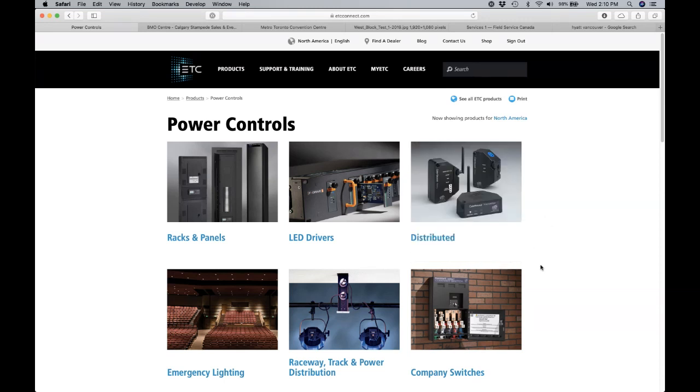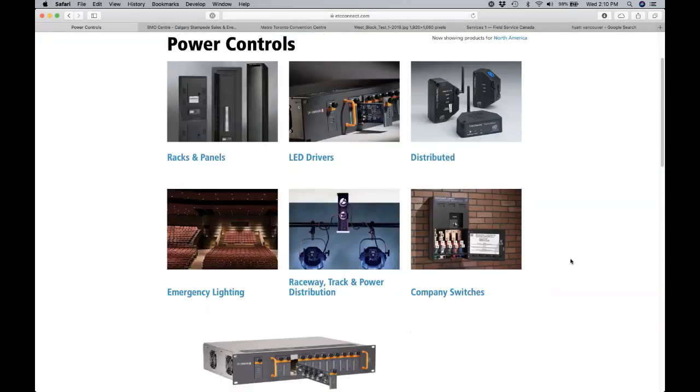We have emergency lighting. We're probably the number one emergency lighting, both power control, as in switching of the high voltage and low voltage controls as well, both DMX 0 to 10.